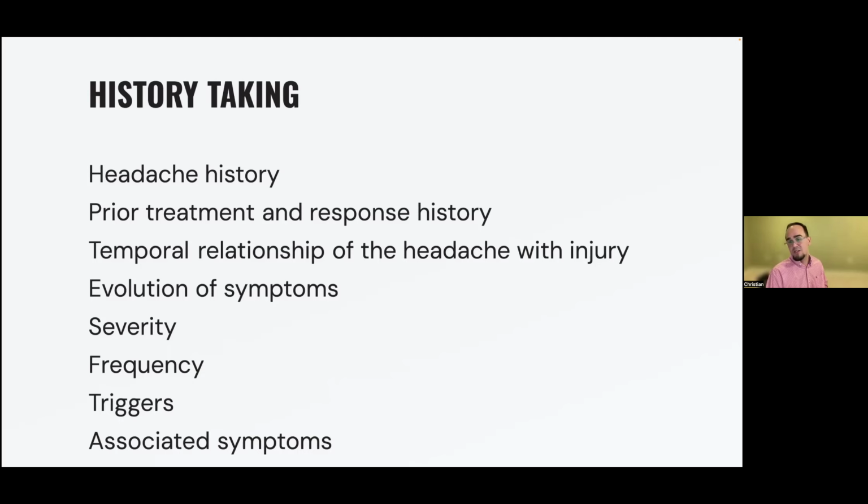The temporal relationship between the headache and the injury itself. As I said, the post-traumatic headache period will be the first 7 days after the injury, but patients could potentially develop headaches later in their recovery process. What's the evolution of symptoms?